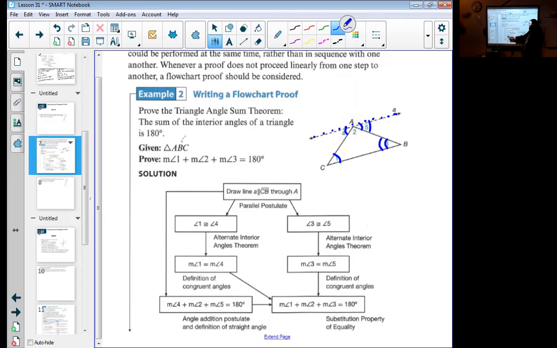Now we use this piece of information here, angle 1 is equal to angle 4, to substitute in angle 1 for angle 4. And we use that same piece of information to substitute in angle 3 for angle 5. So we have measure of angle 1 plus measure of angle 2 plus measure of angle 3 is equal to 180 degrees. And for that, we're using the substitution property of equality. Just swap that in.